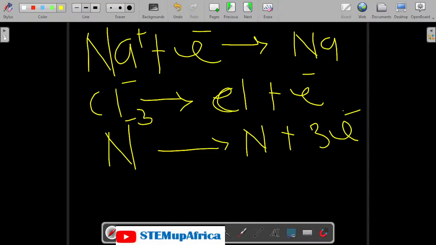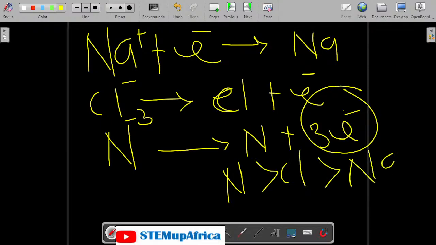So by doing this, you can now know their sizes when it comes to ionic radius. Positive ions decrease, while negative ions increase. Between these two, the one that gains more is nitrogen. That means nitrogen is greater than chlorine, and chlorine is greater than sodium.